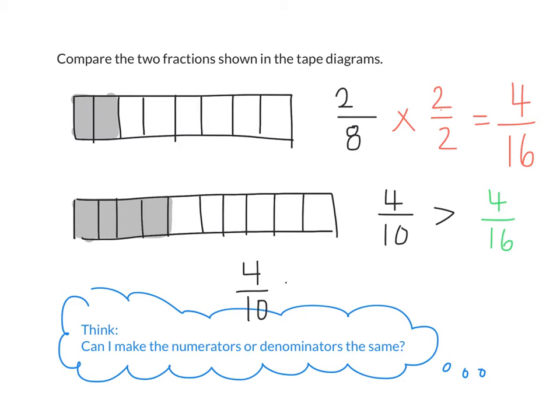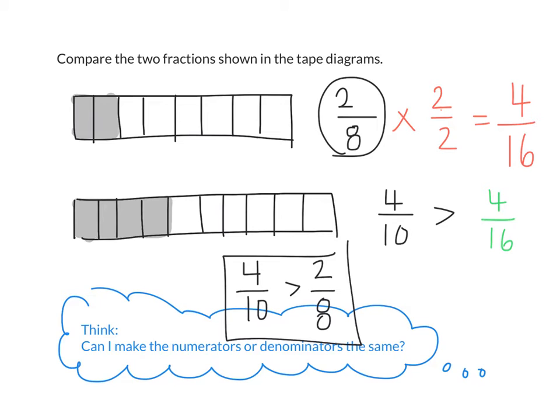But I want us to always use our original terms, or original versions, to write our answers, right? Because we have to show what's in the tape diagram. So your answer is that 4/10 is greater than 2/8. Do not write 4/16. You want to put it in the way that the tape diagram shows.